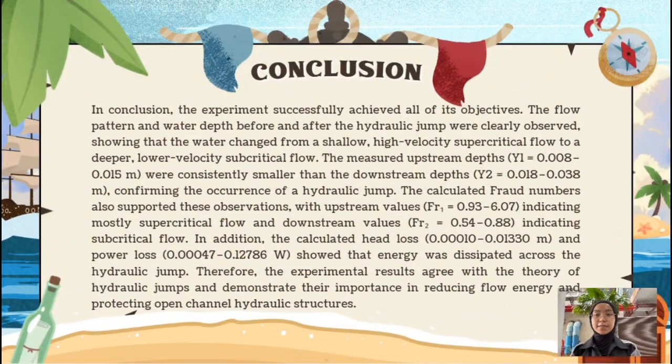In conclusion, the experiment successfully achieved all of its objectives. The results show that the hydraulic jump changed the flow from fast, shallow supercritical flow to slower, deeper subcritical flow. This was confirmed by the increase in downstream water depth and the calculated Froude numbers. The experiment also showed head loss and power loss, proving that energy was dissipated during the hydraulic jump. Overall, the results agreed with hydraulic jump theory and demonstrated its importance in reducing flow energy and protecting hydraulic structures from erosion and damage.